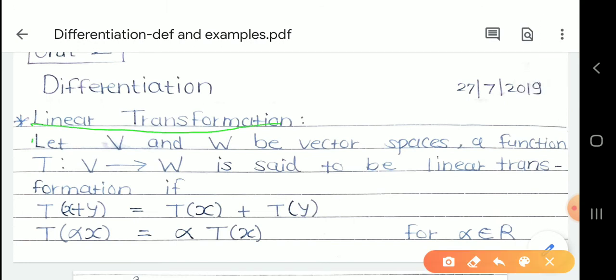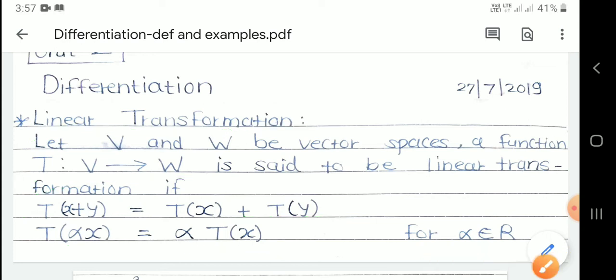Let V and W be two vector spaces and a function T defined from V to W is said to be a linear transformation if it satisfies these two properties. First one is T(x + y) = T(x) + T(y), and T(αx) = α T(x). Okay, linear transformation is defined from V to W. V and W both are vector spaces.